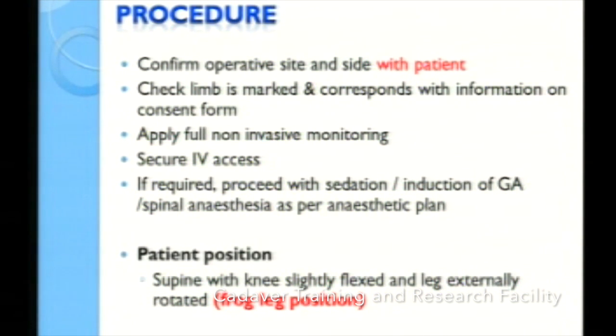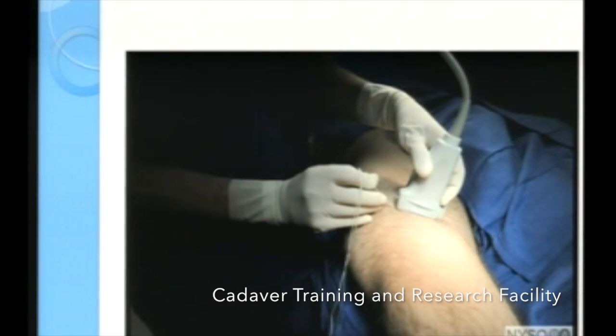Then the patient position: for putting an adductor canal block, the patient should lie supine with the limb slightly abducted and flexed at the knee joint, that is the frog leg position. So, this is the medial side of the thigh, the limb is slightly abducted, externally rotated, and flexed at the knee joint.